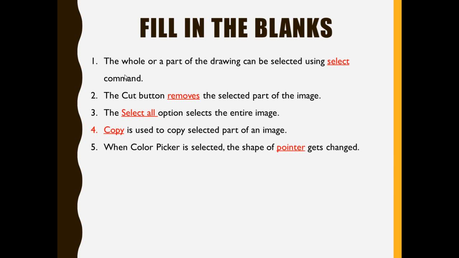Fourth, dash is used to copy selected part of an image. Answer is copy. Copy is used to copy selected part of an image. Fifth, when color picker is selected, the shape of dash gets changed. Answer is pointer. Then the sentence will be, when color picker is selected, the shape of pointer gets changed.